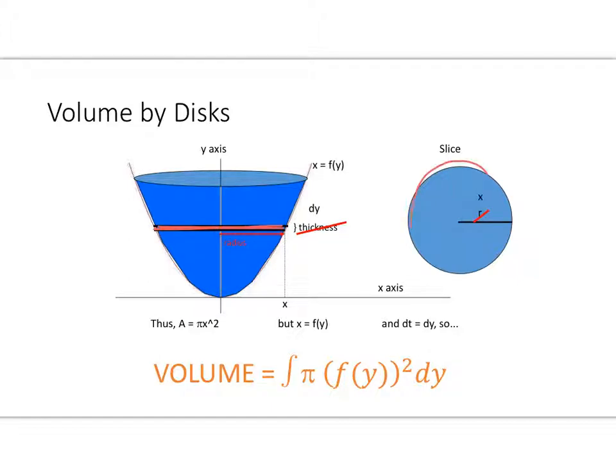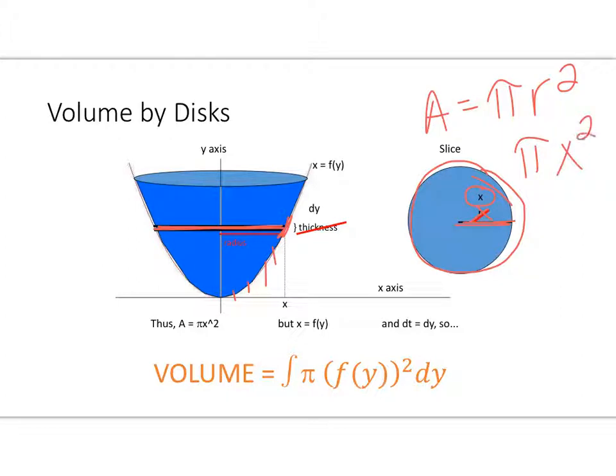So to find the area of my circle, I have my radius squared times pi. The area of a circle is pi r squared. To put it in terms of our picture, this radius is going out to whatever the x value is all the way out. So instead of calling it r, I'm going to call it x. So now I have pi times x squared.